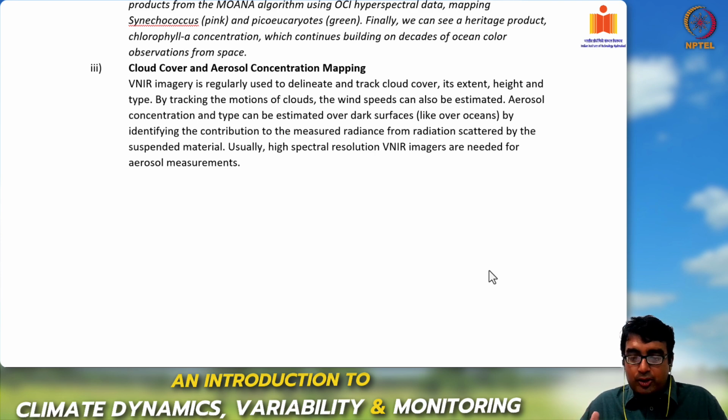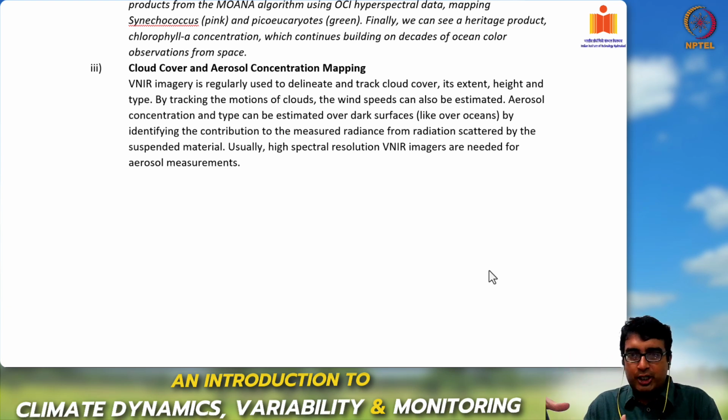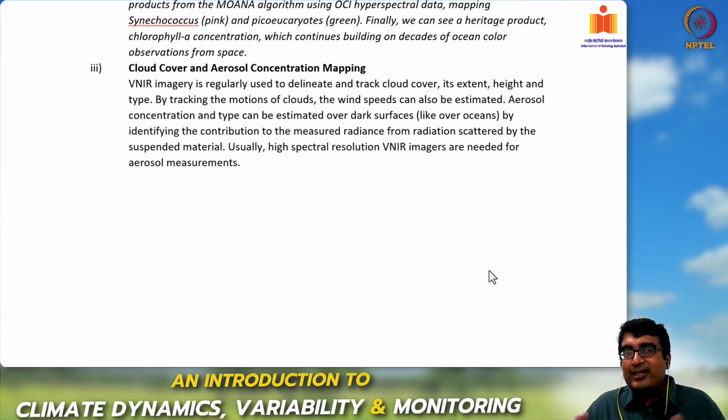So the aerosol structure scatters radiation over oceans, for example, and that scattering can be detected. This scattering of the shortwave radiation can be detected by the VNIR sensor and helps us to identify the aerosol type, the aerosol concentration, the aerosol distribution.